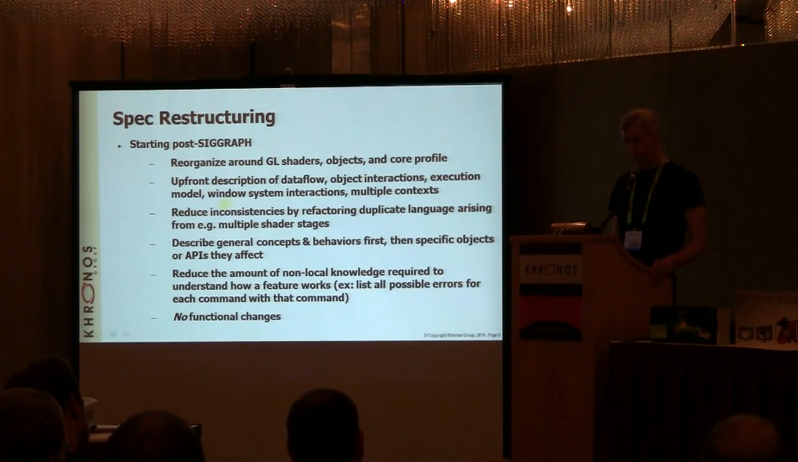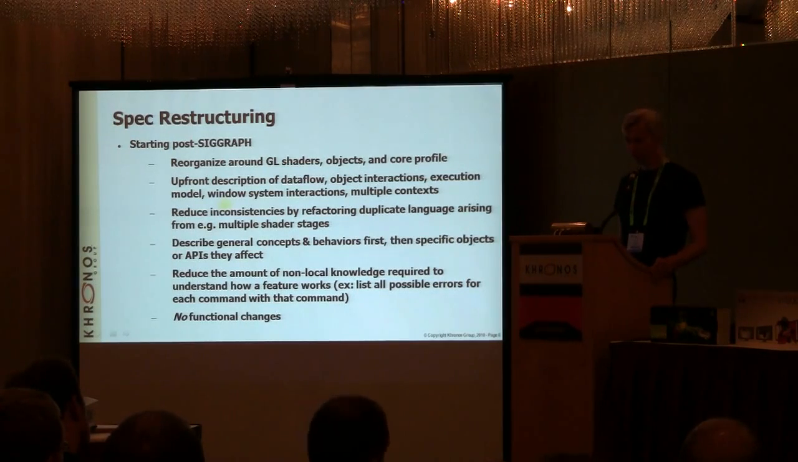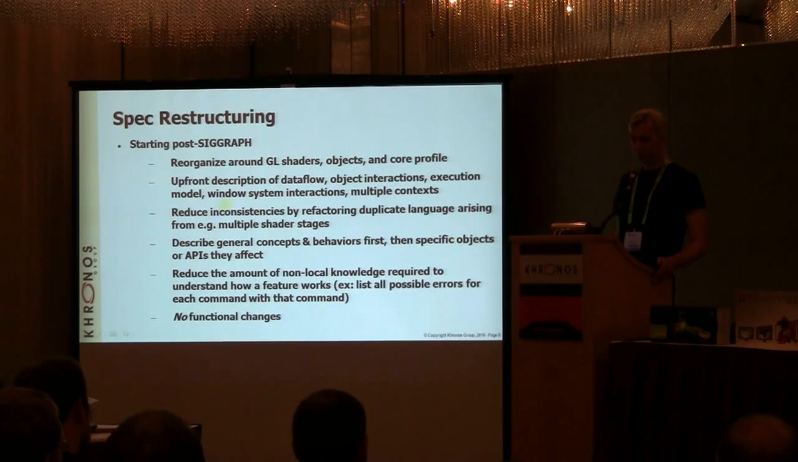Second, I want to reduce inconsistencies by refactoring out common language. A lot of times we'd add some new shader stage and we duplicate some piece of wording, so maybe it got slightly varied in the process. And that's led to some pain. So we're going to find all of those, try and pull them into one place, and have only one instance of each. And I'll describe the general concepts and behaviors first, and then specific objects. We'll, for example, describe what is a shader, how do you get parameters in and out of it, and then we say, okay, here's a vertex shader, a tessellation shader, a geometry shader, etc., and the special things about them.